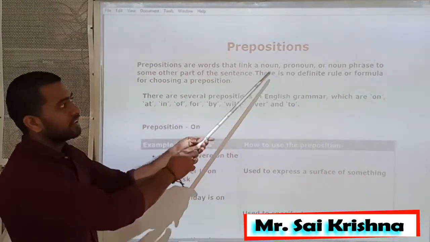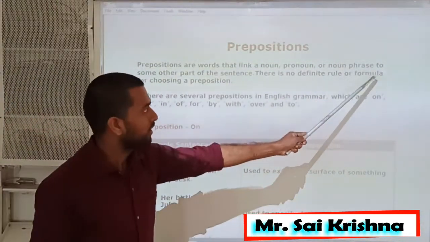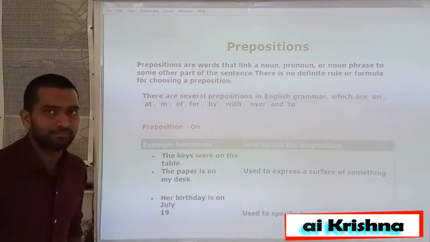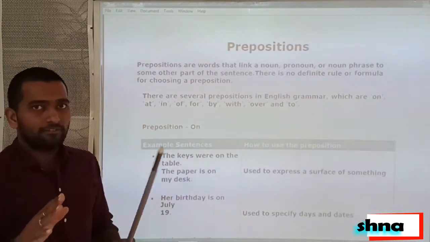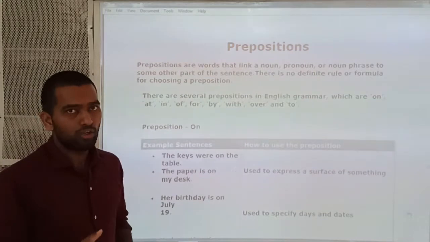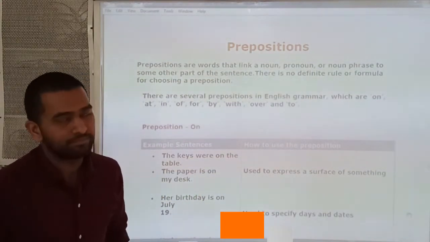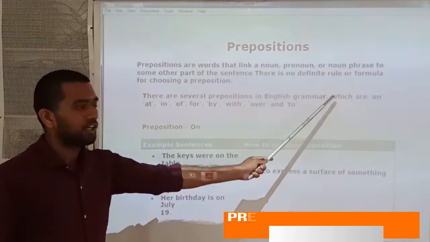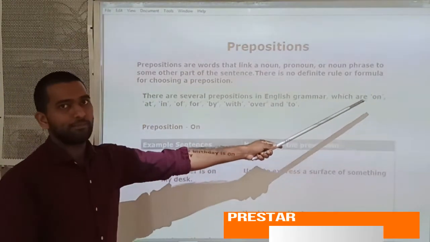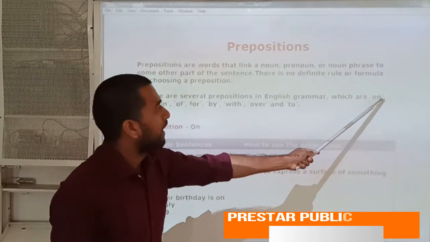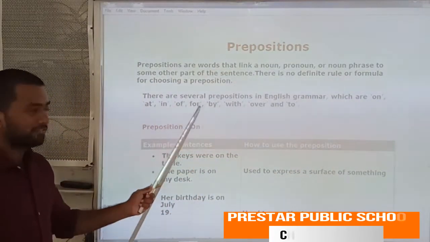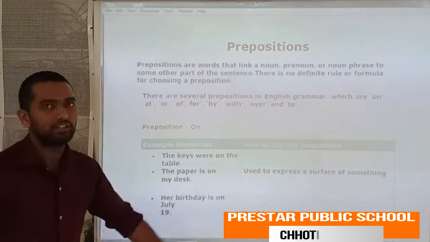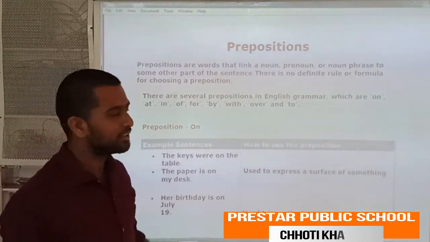See next, there is no definite rule or formula for choosing a preposition. You cannot follow any pattern or any rule for choosing a particular preposition. There are so many prepositions in English grammar that everyone knows: on, at, in, of, for, by, with, over and to. I have mentioned some of the prepositions, there are so many.